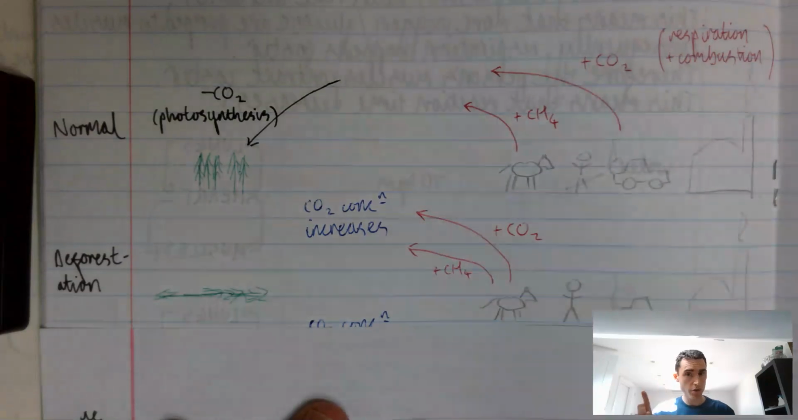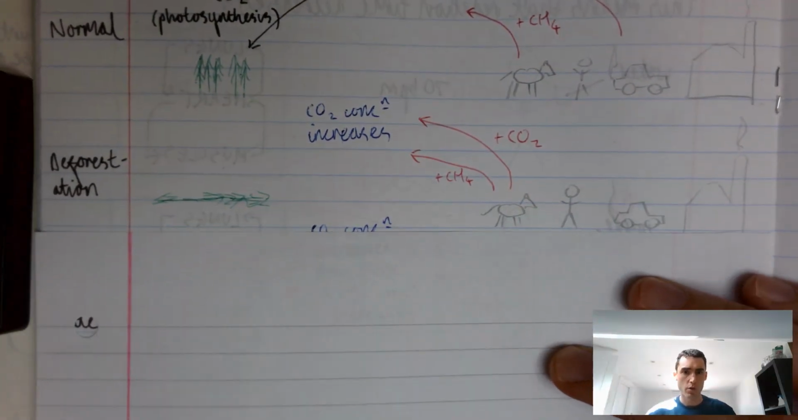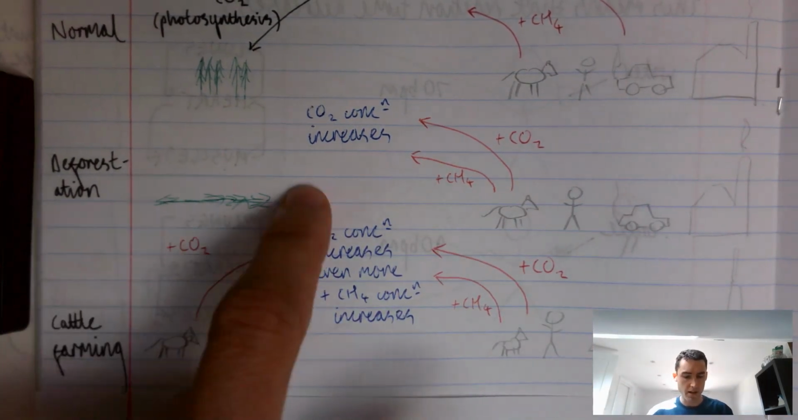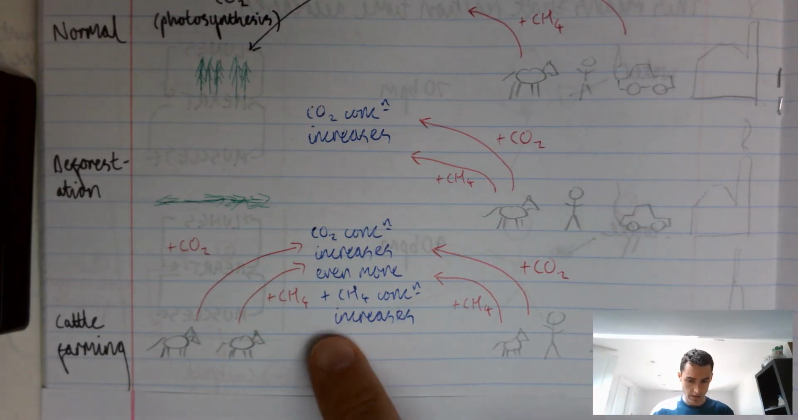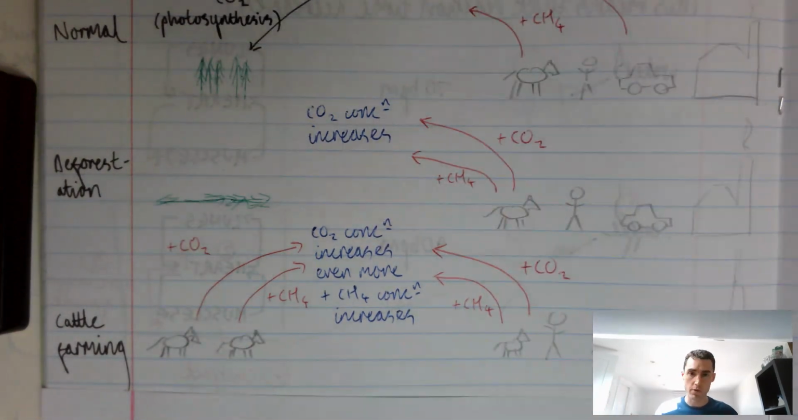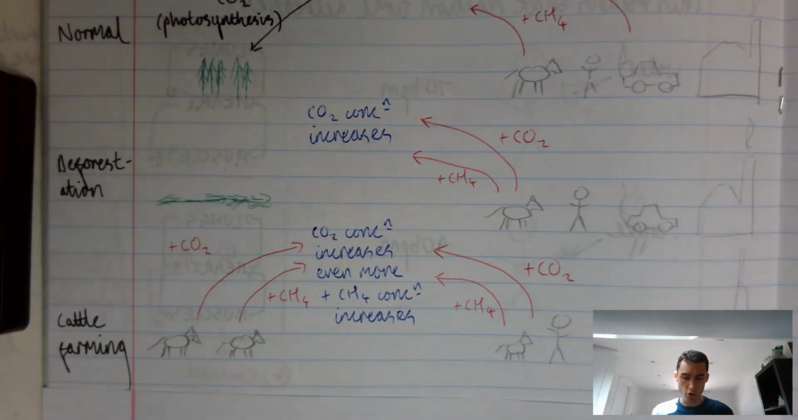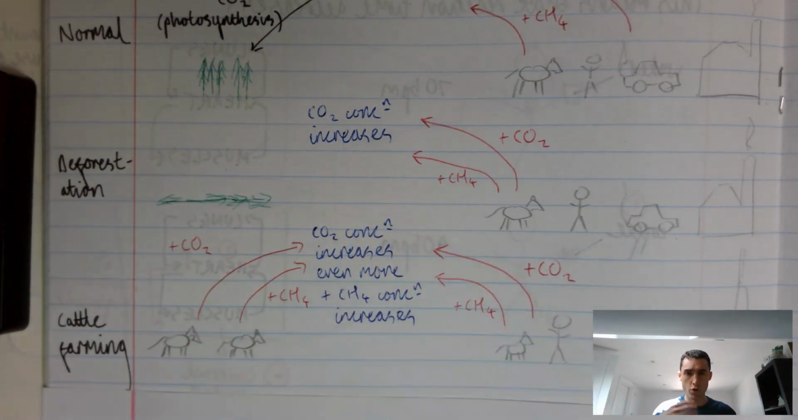But I'm just changing one thing, and then I'm going to show them the second part, which is to say, okay, what if you then stick cattle on that deforested land? Well, then you've got extra carbon dioxide and methane being released into the atmosphere via respiration. Hence, the carbon dioxide and methane concentration increase even more. So you've lost the sink in step 1, and you've added more emitters in step 2.